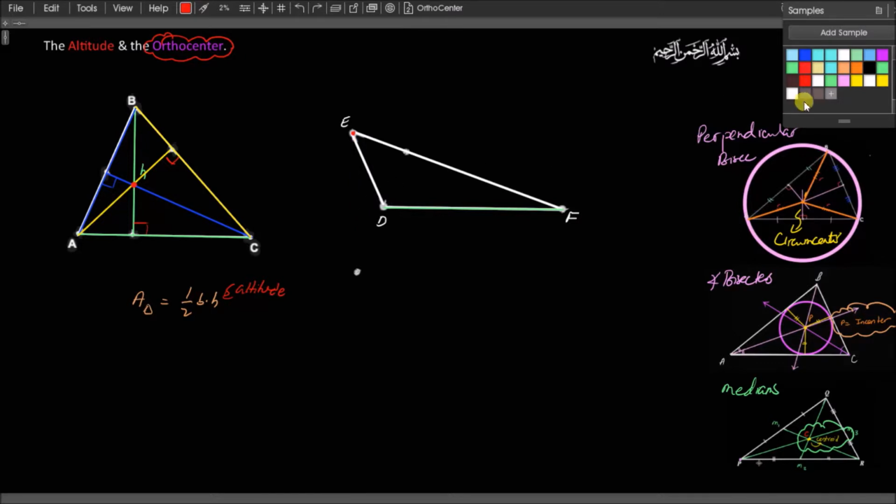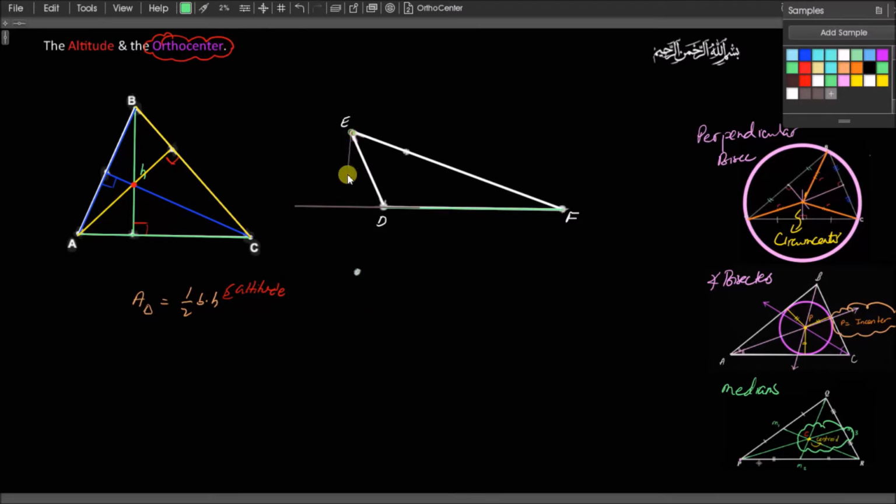But this segment DF, that side of the triangle, does not extend beyond this point over here. So what you would have to do is extend this side a little bit like this, okay? And then you can draw the altitude of this triangle from vertex E like this and going over there like thus.